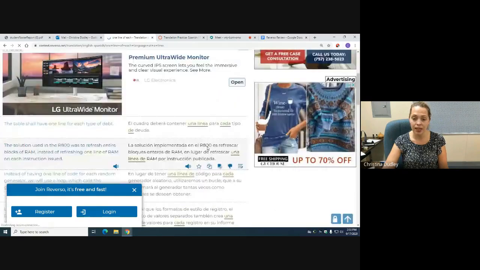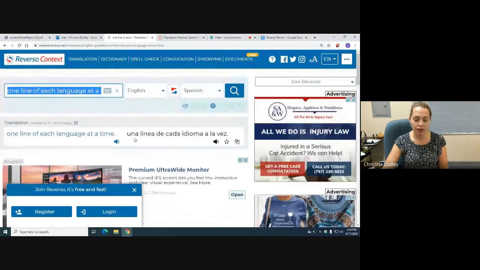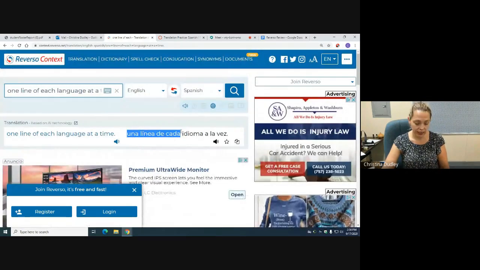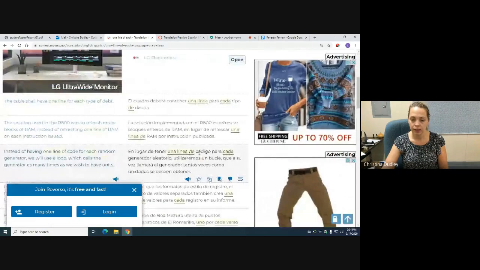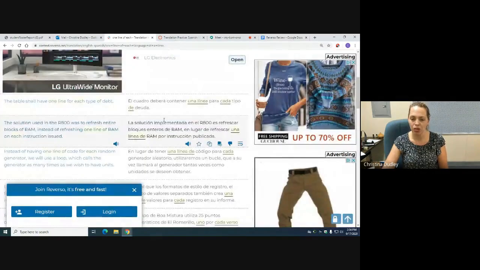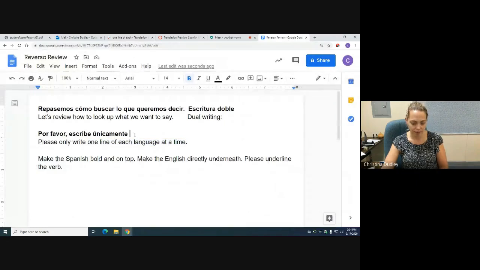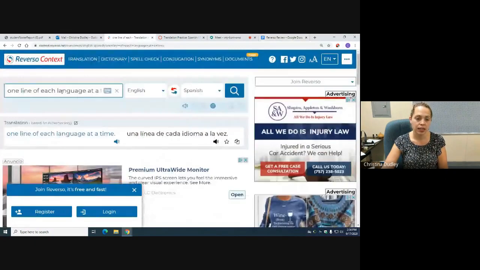But it's only giving me one line of each. So it didn't go to language. So I'm going to use that una línea de cada. Or I could have copied that down here as well, right here. Either one. Make sure you don't copy this whole thing or any extra words. Okay, so I go back on top. Una línea de cada. I still need each. So I've gotten up to each. So now I need language at a time.